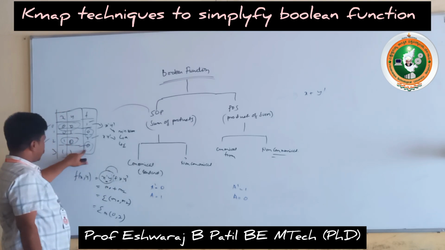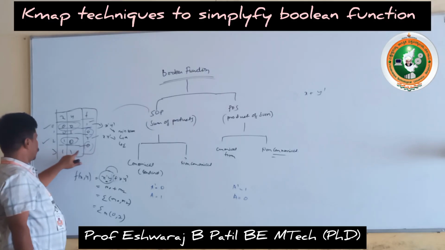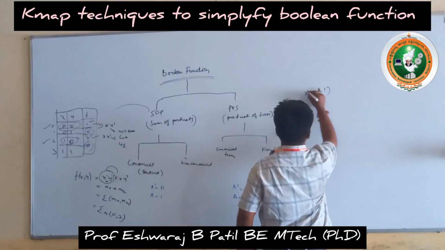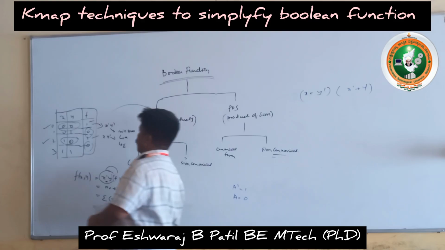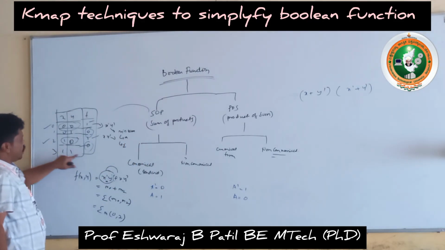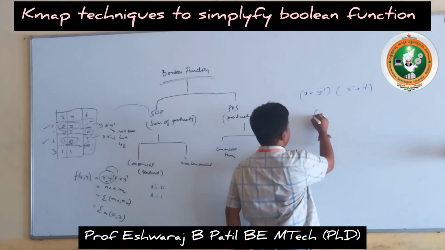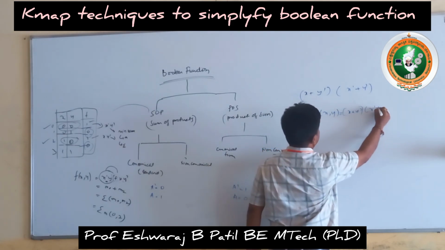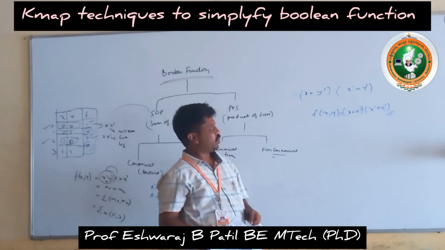Then the another term, the fourth term, is the max term. Having the 0 and 1 1 there, that we consider as the x dash plus y dash, because we are treating the 1 as x dash, and the 1 as y dash. The Boolean function can be f of x equals x plus y dash plus x dash y dash. This is the Boolean function in the POS form.